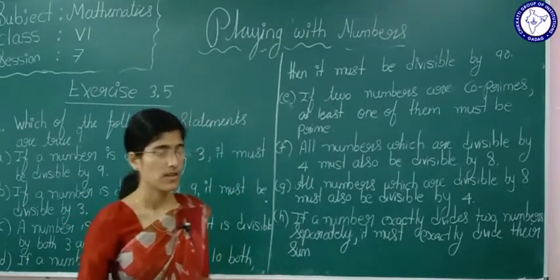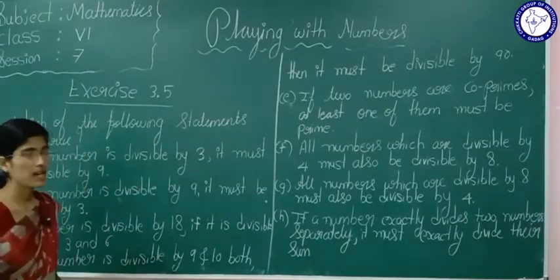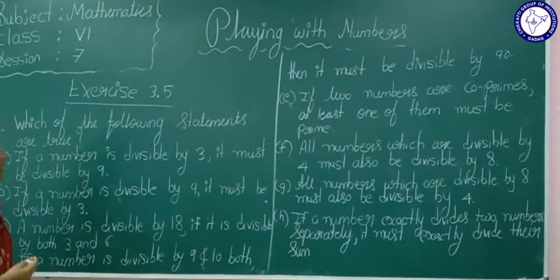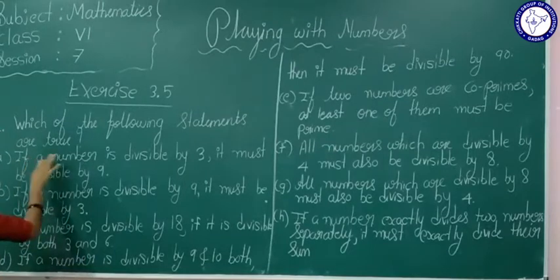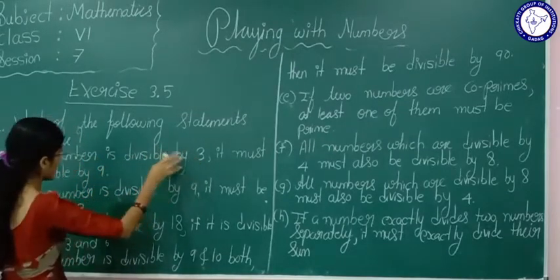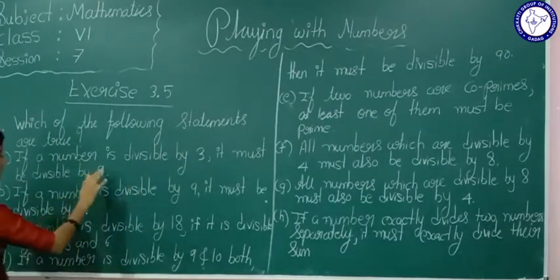Based on that, we are going to solve exercise 3.5. Now, see here, which of the following statements are true? First one, see here, if a number is divisible by 3, it must be divisible by 9.